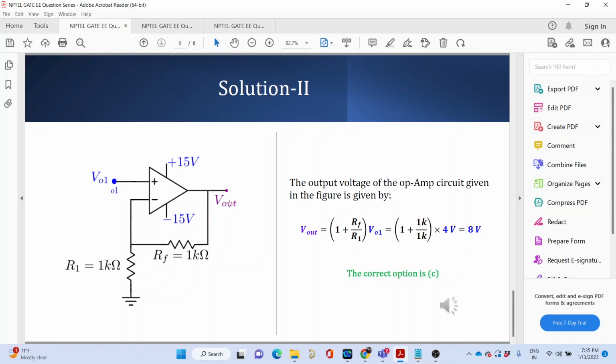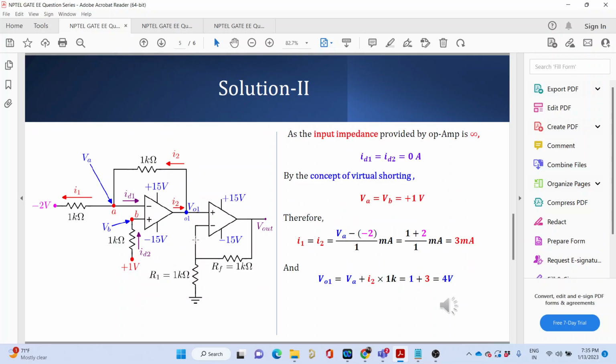non-inverting terminal. The output voltage in such a case is given by 1 plus Rf divided by R. What is Rf? 1 kilo. What is R1? 1 kilo. So that is 2 into 4 volts, because VO1 I have found out to be 4 volts. So we multiply this 2, we get 8 volt. So that is the basic way of doing it. It is a very simple sum.